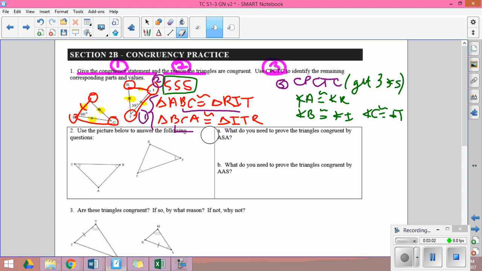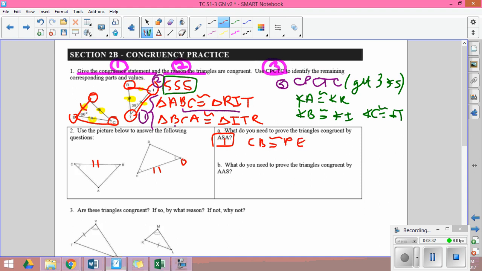So if we look at number 2, use the picture below to answer the following questions. I have 2 angles marked. What do I need to prove them congruent by angle, side, angle? Remember, angle, side, angle, I need the side in between the angles. So I would need to know that CB is congruent to FE. C has 2 hash marks, F has 2 hash marks. To use angle, side, angle, I need that side that's in between the angles. It must be in this order, or you could say BC is congruent to EF. But again, wherever B and E line up, they have to be in the same position in my list.